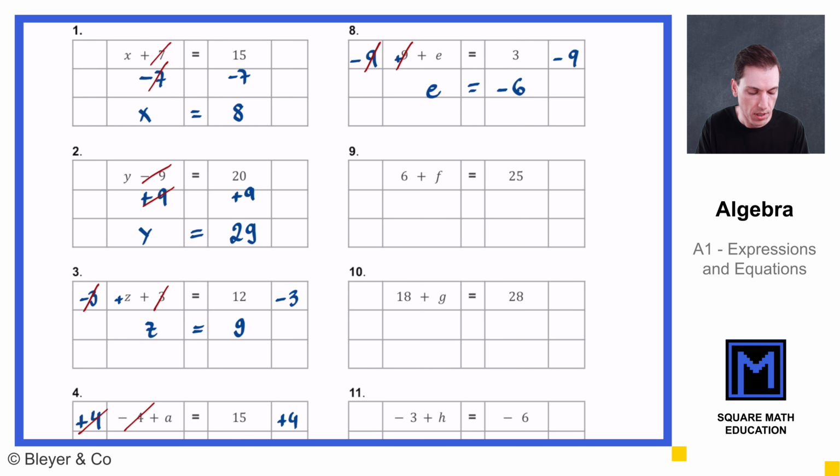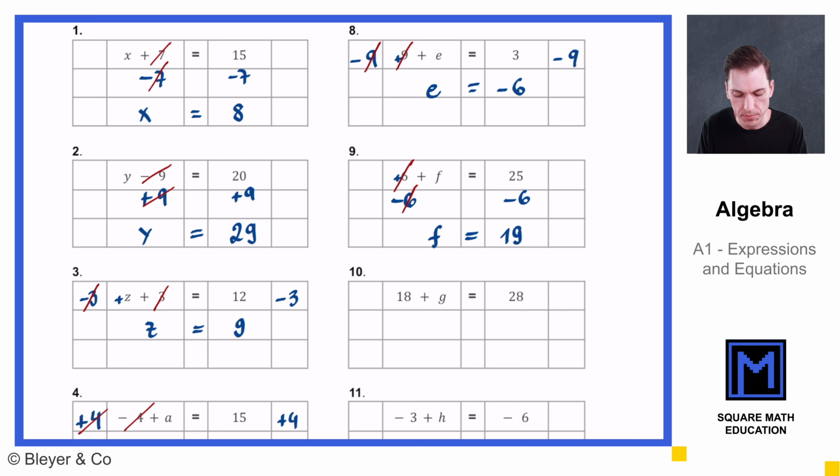Next equation is 6 added to F is equal to 25. By now, you already know the inverse operation of adding 6 will be subtracting 6, so minus 6 on one side of my equation, minus 6 on the other side of my equation. The 6s are cancelling out. F is equal to 25 minus 6, which is 19.